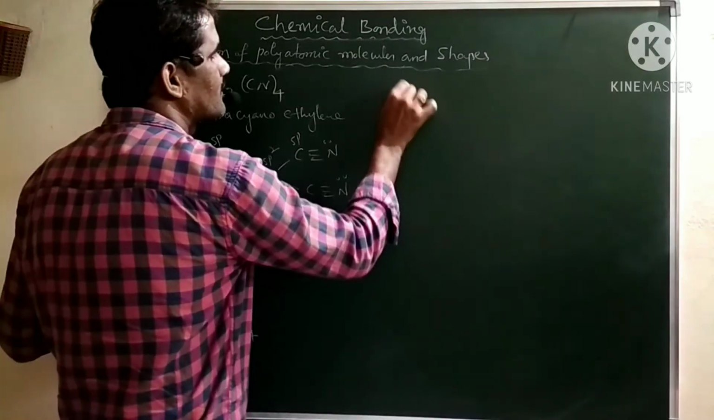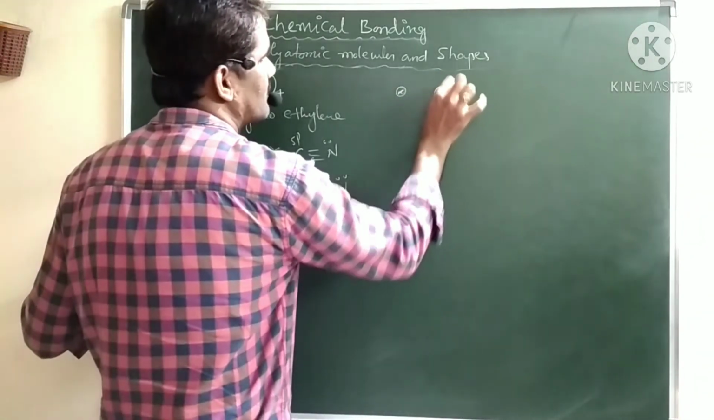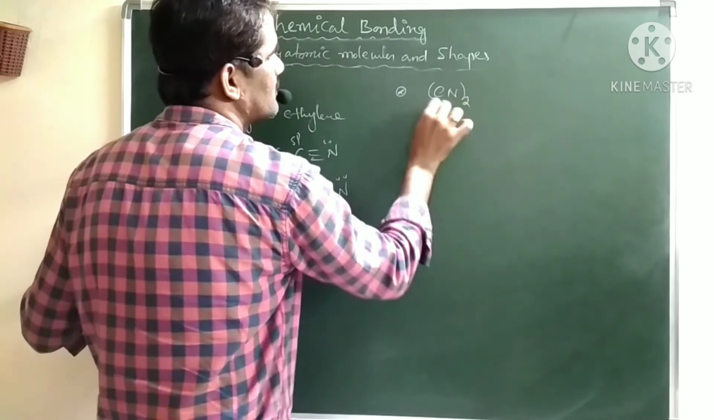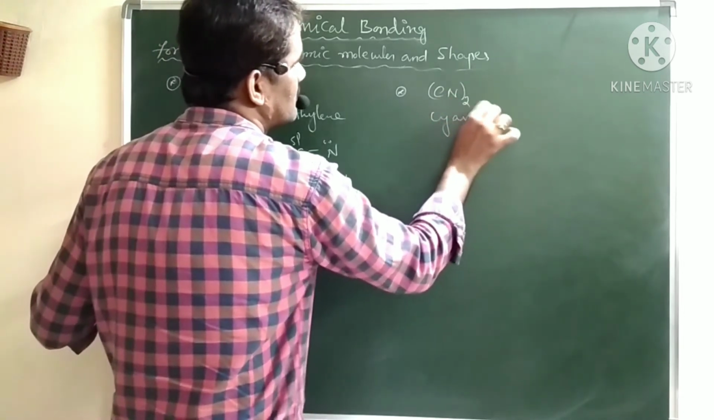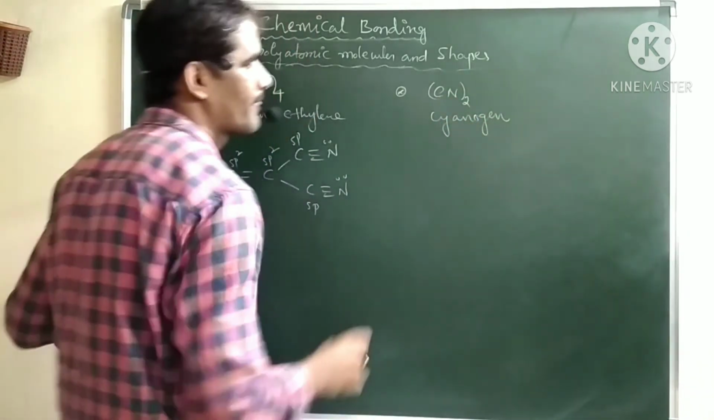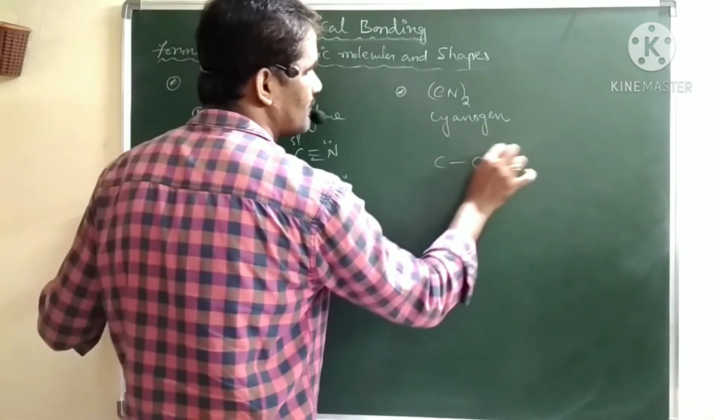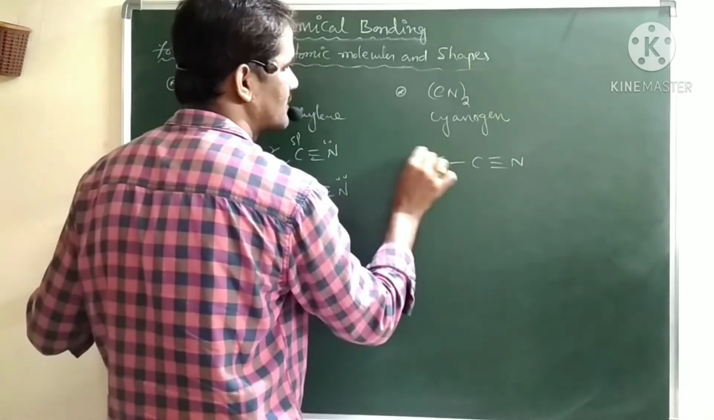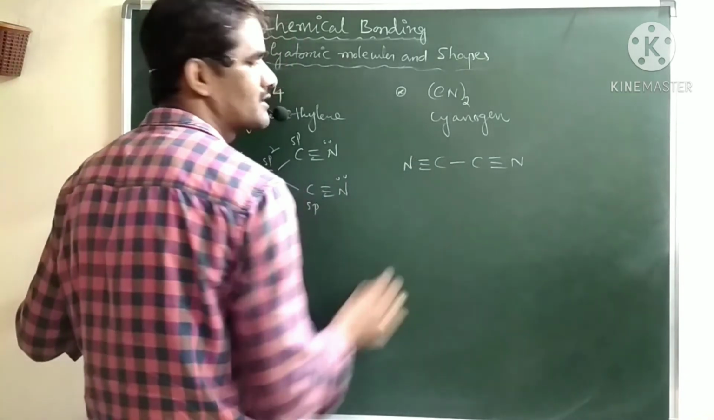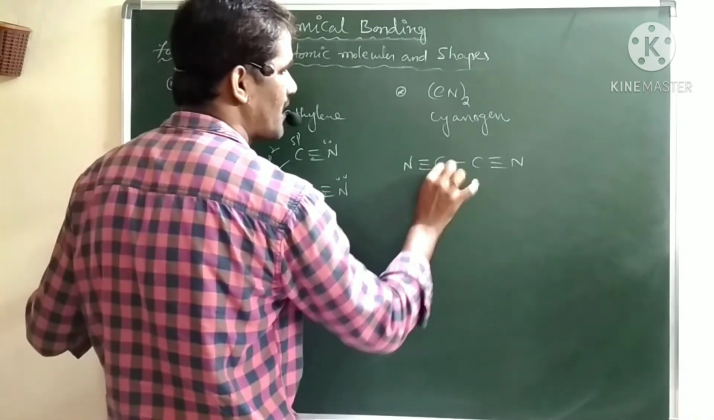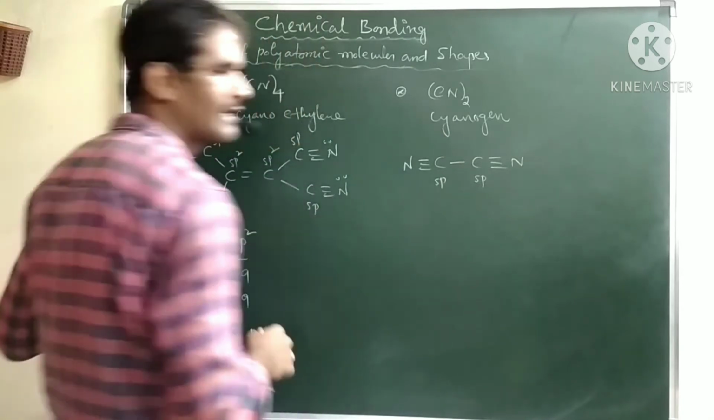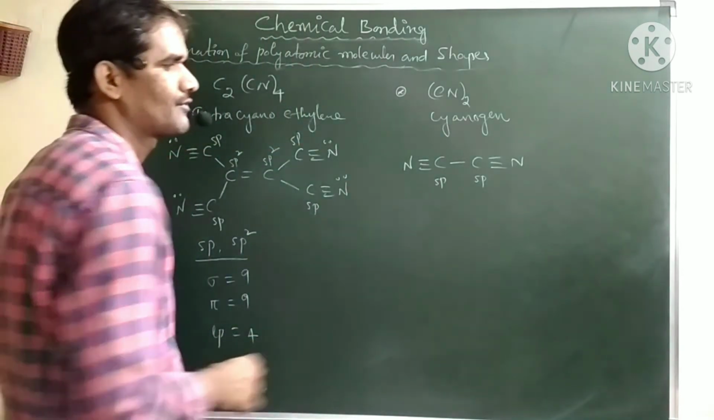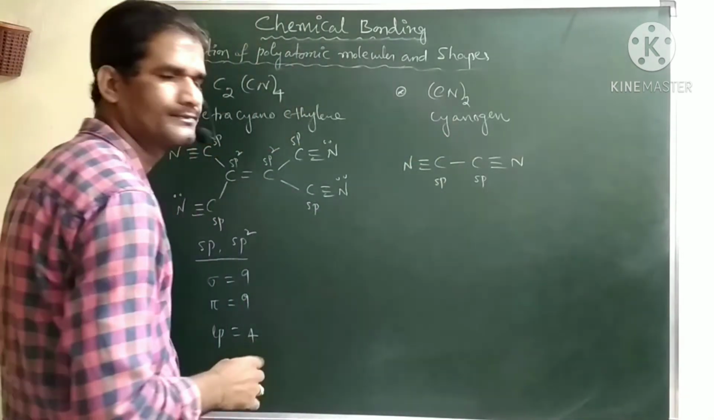And similarly, we have cyanogen. And this is called cyanogen. And the structure of the cyanogen is like this. There are 2 carbons in the cyanogen and they are having sp hybridization. Both the carbons are having sp hybridization. Why? Because they are having 2 sigma bonds.